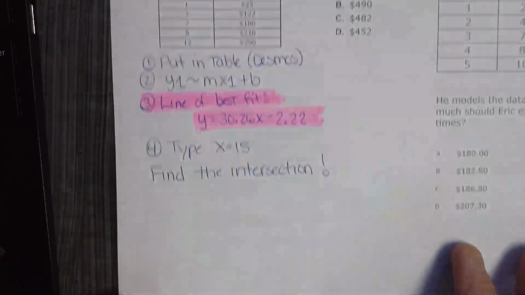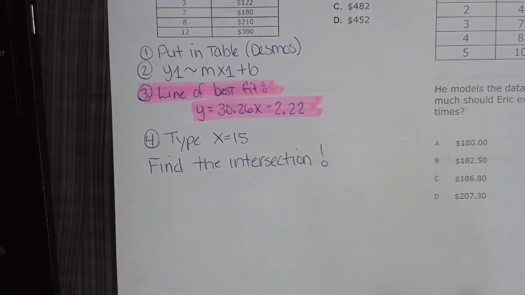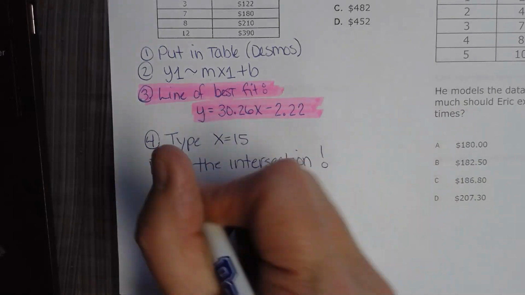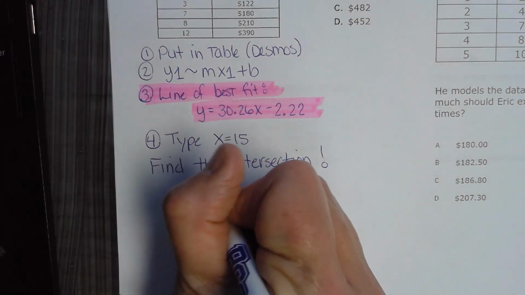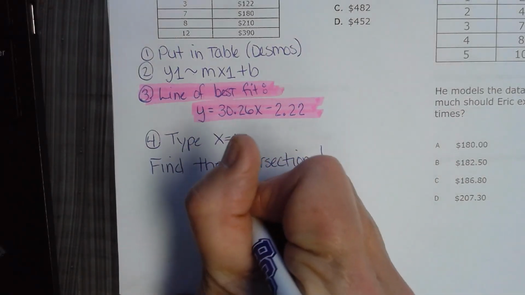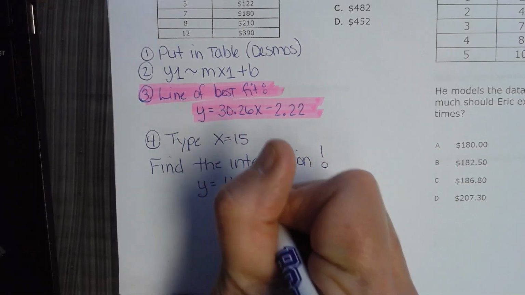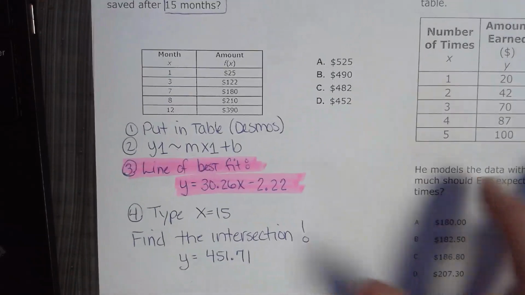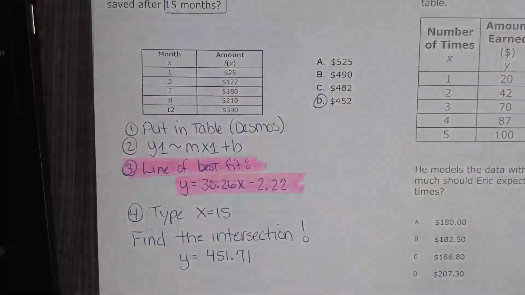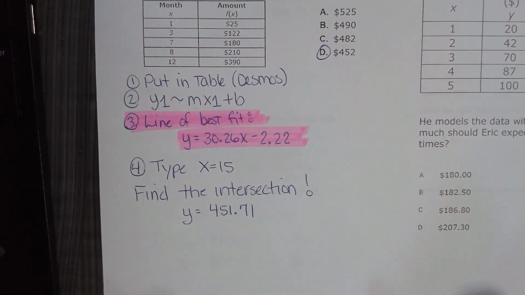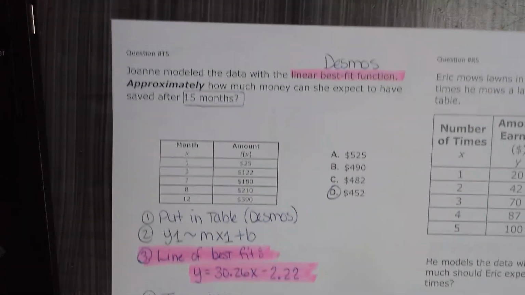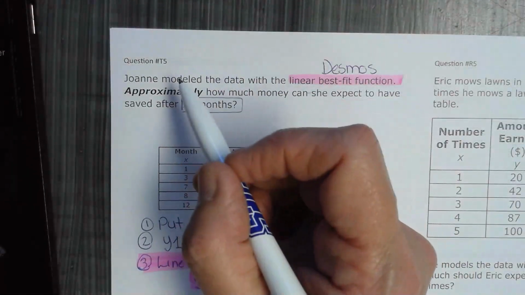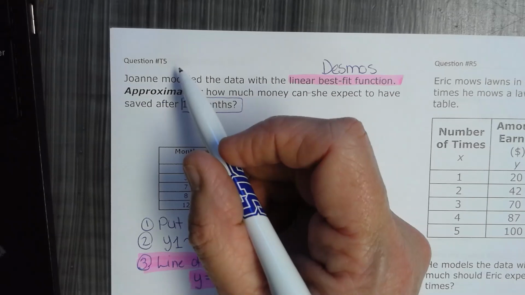And you're going to have to zoom out on this. And when you find the intersection, you will find that y equals 451.71, which is approximately $452. Okay? And let's go ahead and draw a flower right here next to the T5.